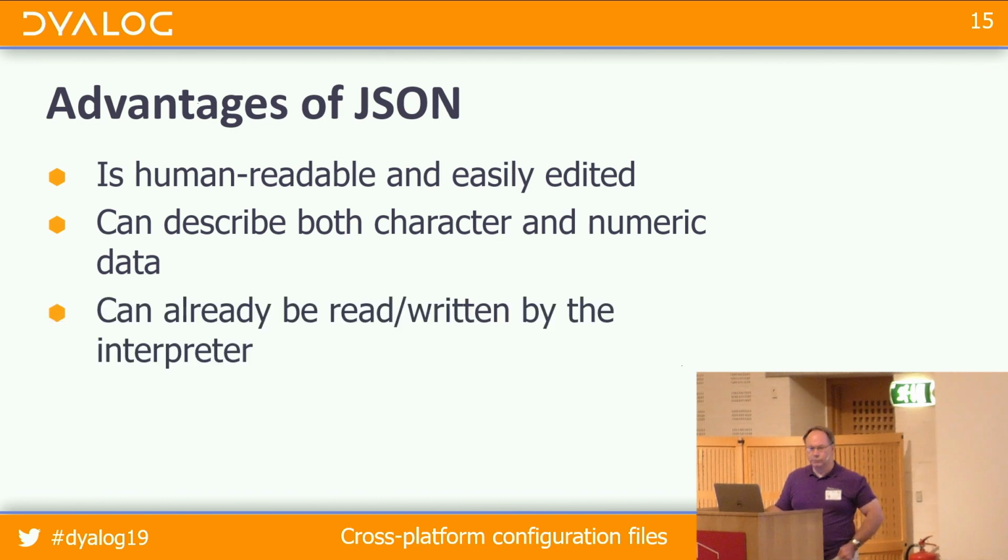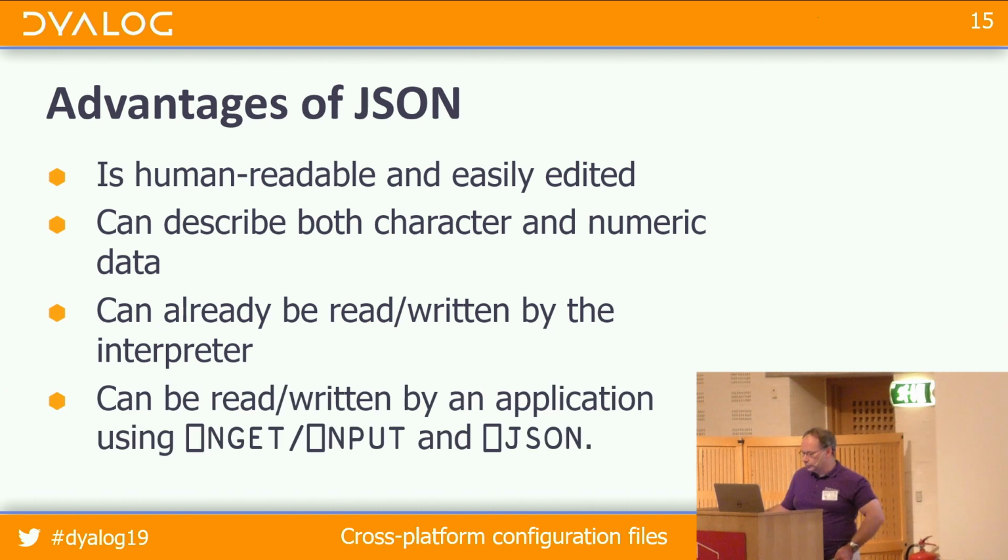The interpreter can already read and write JSON files, which is useful from an implementation point of view. It's not necessarily a good reason for doing them, but similarly, the APL user can read and write JSON files, and that I think is far more useful. If you want to create a configuration file and we use JSON, all you need to do is create a namespace, create in that namespace all your configuration settings and their values, and then write that out using quad JSON and quad input. Very easy way of creating a configuration file.